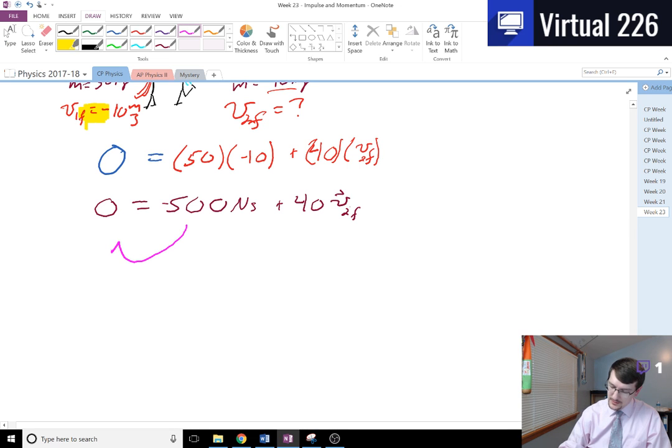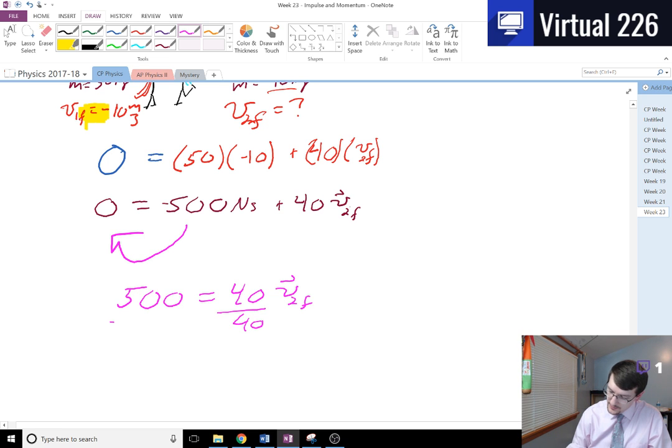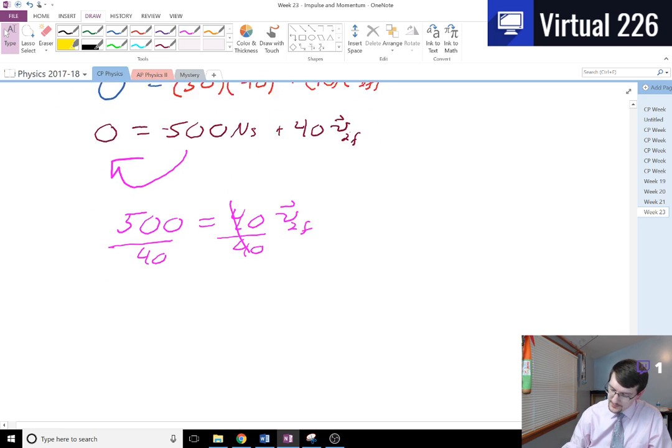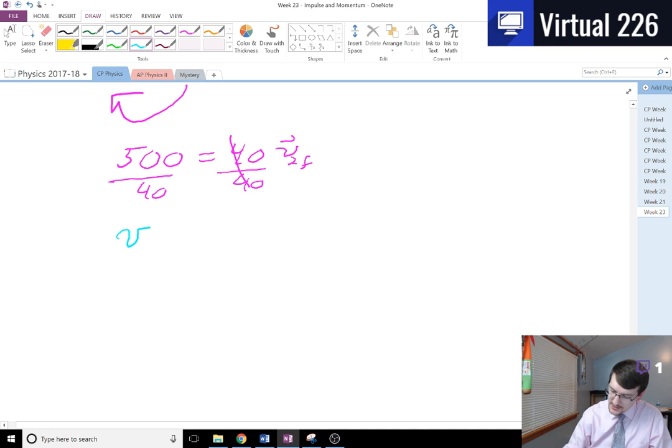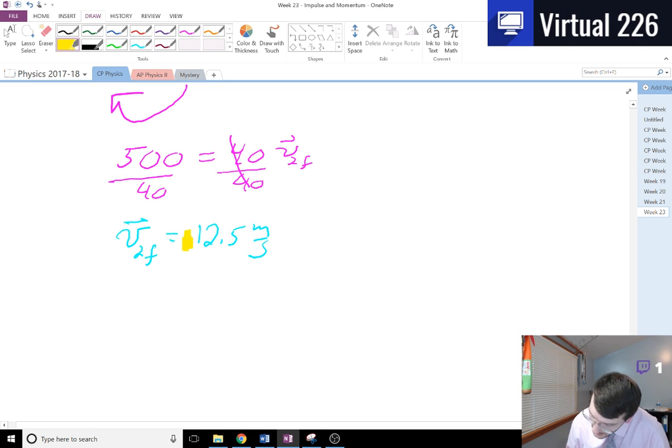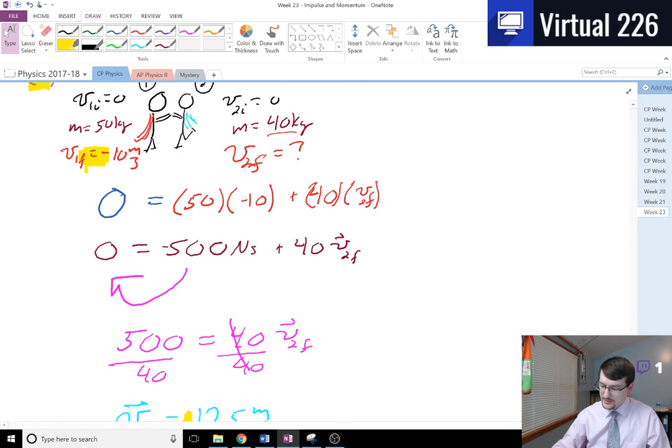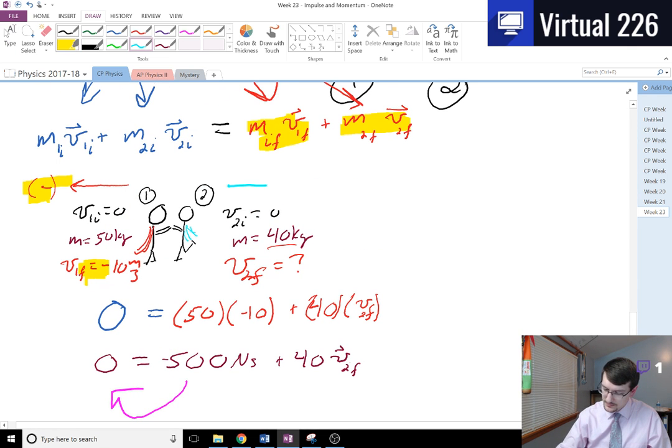Doing a little bit of math, we'll add 500 to each side, and then we'll divide by 40. So we're going to get positive 500 equals 40 V2F. Divide each side by 40. And we find that the velocity of the second skater in the final state is equal to 500 divided by 40. We get 12.5 meters per second. We get a positive number here because this skater, when they push off, is going to go in a positive direction. So that makes sense.